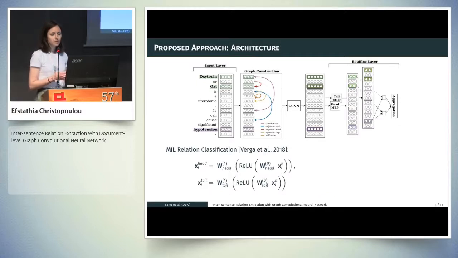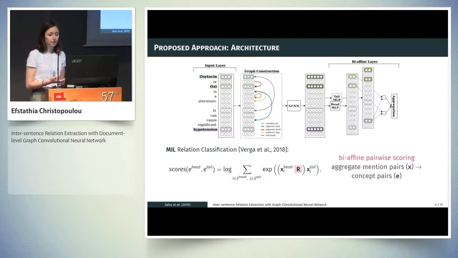And the final layer of our network is a biaffine layer. So here, what we're essentially trying to do is to combine mention-level information into concept-level information. So we first map each word to two different spaces using two-layer feed-forward neural networks, depending on if the word serves as the first or the second argument of the relation. And then, after we have these two mappings, we use a biaffine pairwise scoring function to combine information from multiple mention-level pairs into a single concept-level pair. So this gives us a final score for each relation type for a given concept pair.